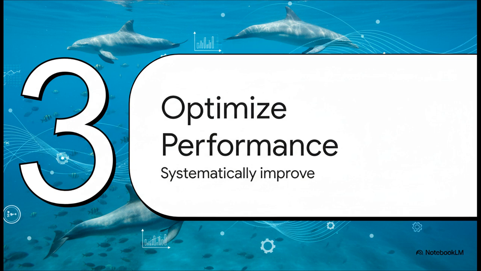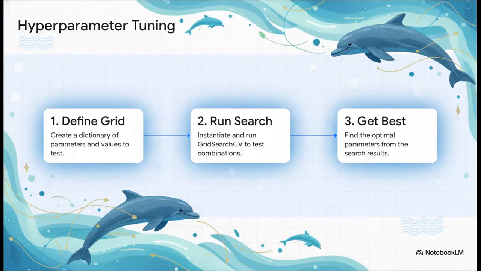Okay, so now we know how to measure performance correctly. The next logical step is to, well, make it better. But we're not just going to randomly poke at the model and hope for the best. We need a system. And that system is all about automating the boring stuff.